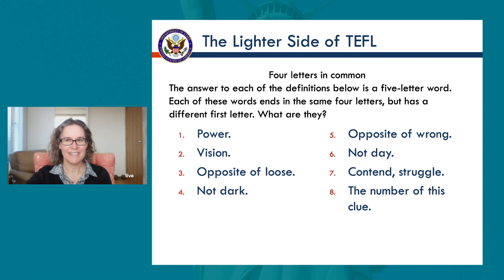I'm not seeing any correct ones yet. A five-letter word, and all of these definitions, each one has the same final four letters, but the first letter is different. Anyone else want to write down the first one, second one, third one? These are definitions.